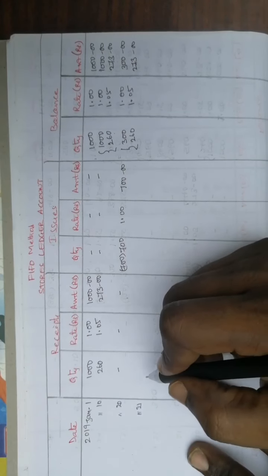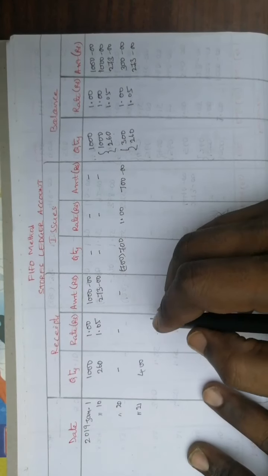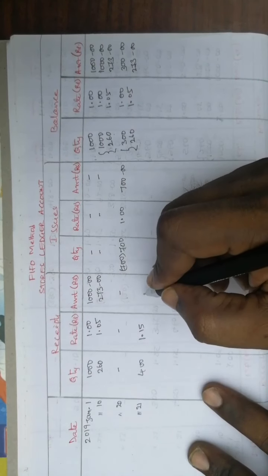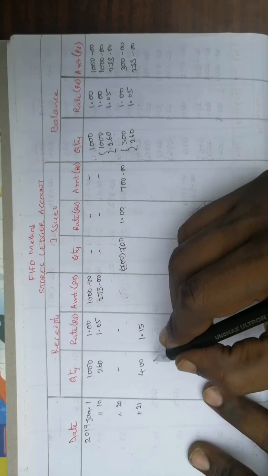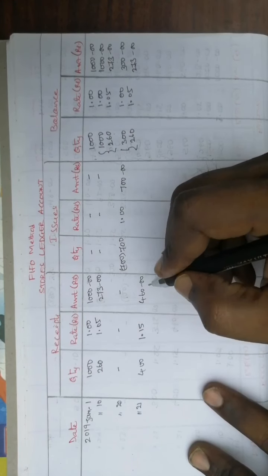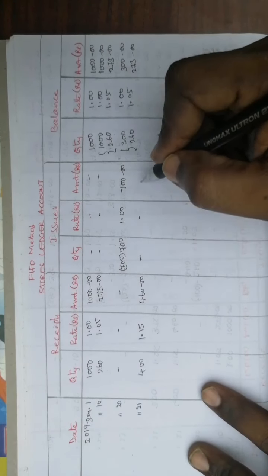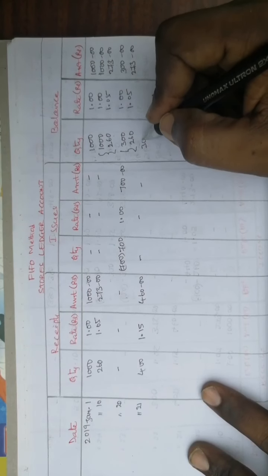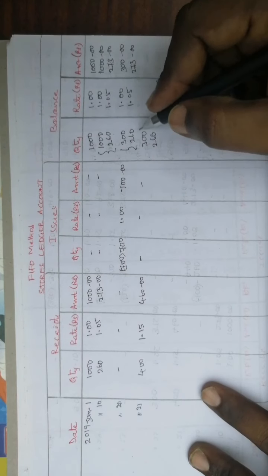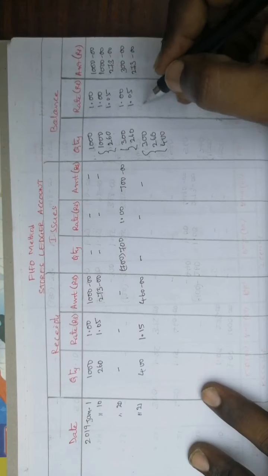On the 21st, again there is a receipt, of 400 units at a different price, 1 rupee 15 paisa. So you multiply these two, 400 into 1 rupee 15 paisa, which means 460. Now no issue on this day, but there is a balance of three figures now: 300 and 260 as it is, because these are not issued. Now there is a new addition to the balance, 400.